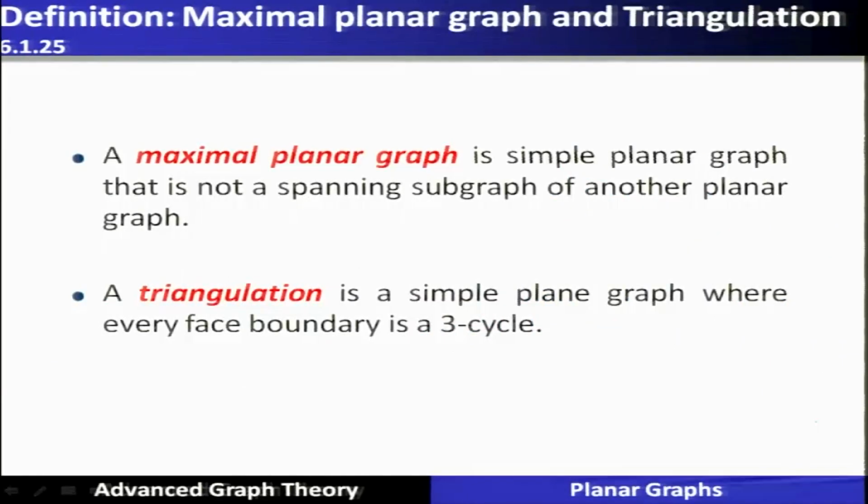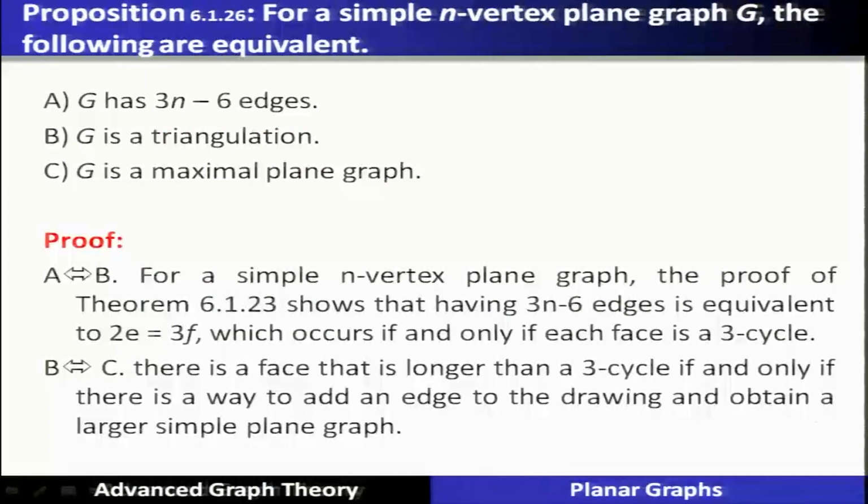Now the maximal planar graphs and triangulation. A maximal planar graph is a simple planar graph that is not a spanning subgraph of another planar graph. A triangulation is a simple plane graph where every face boundary is a 3-cycle. Now there is a proposition which makes 3 different statements that are equivalent. For a simple n-vertex graph, the following are equivalent: A, G has 3n minus 6 edges; B, G is a triangulation; and C, G is a maximal plane graph.